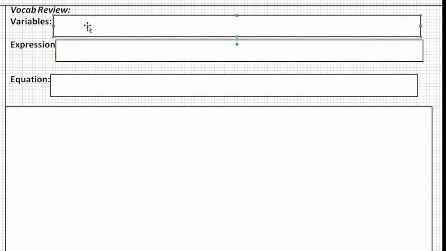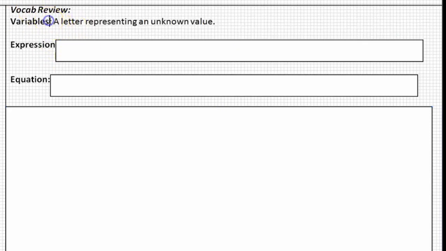So a variable, or variables, is a letter representing an unknown value. So anytime we're not sure, it's kind of like a placeholder. It holds the place of a value we don't know, but that we need to find out.